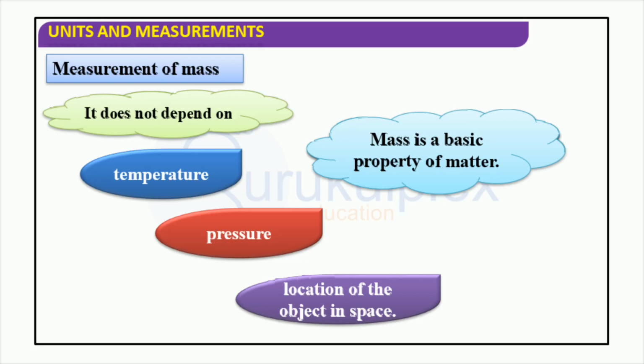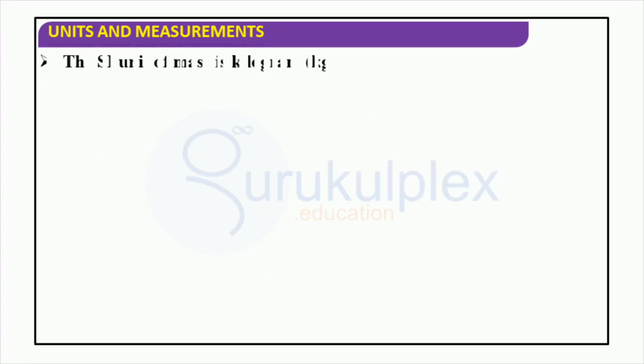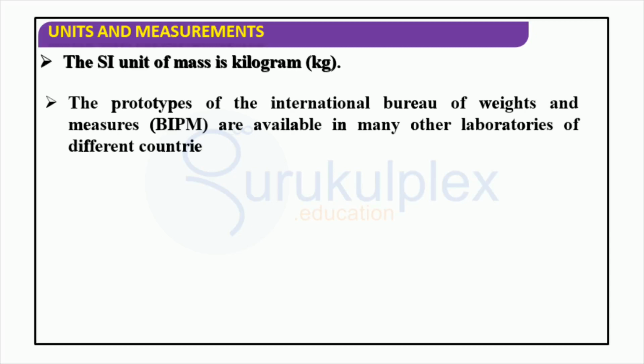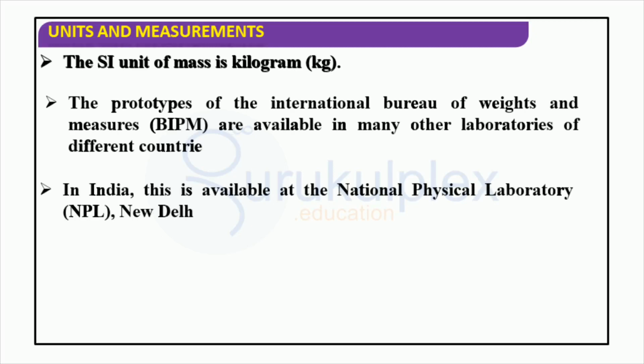Consistent and accurate measurements are hence indispensable in analysis of matter's characteristics and force impact. The kilogram is the SI unit of mass, originally defined by the prototypes of the International Bureau of Weights and Measures. These prototypes can be found in laboratories all around the globe, National Physical Laboratory in New Delhi being one for India. The kilogram provides us an effective and precise way to measure mass in any region of the world.